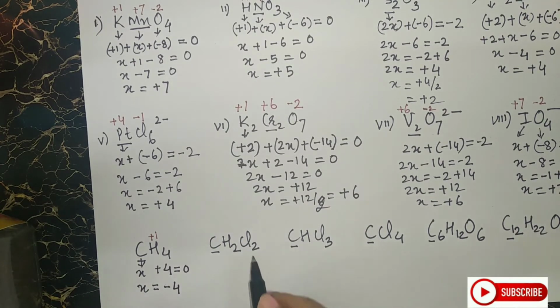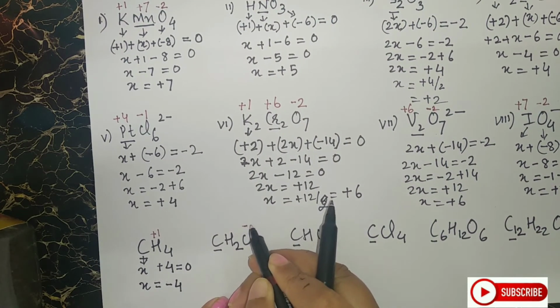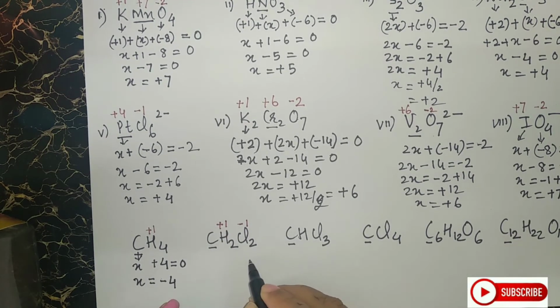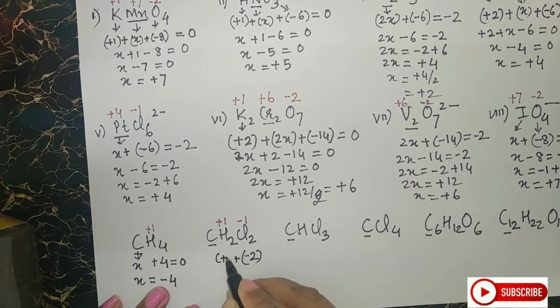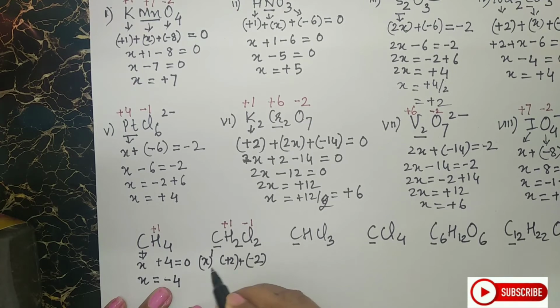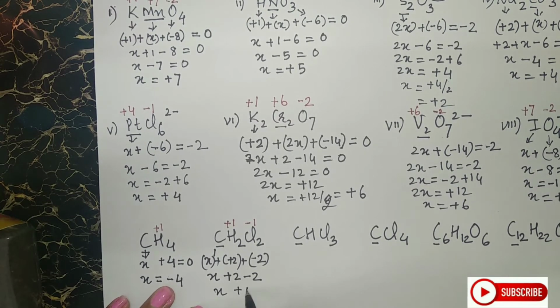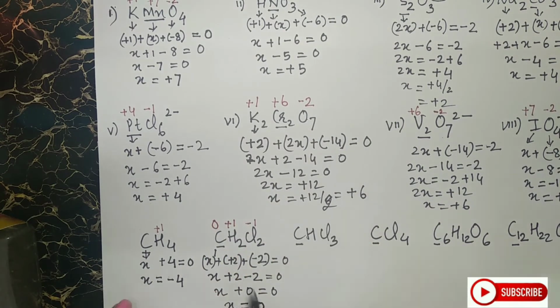Next, let us do the calculation here. Chlorine is -1. So let us assign the oxidation state, and for hydrogen it is +1. Here in the molecule chlorine will be -2. This will be +2 and this we will take as X. So the total will be X +2 -2. So what will this be? X +0. Total here will be 0. So that is equal to 0. So the oxidation state here is 0, meaning carbon here exhibits a 0 oxidation state.